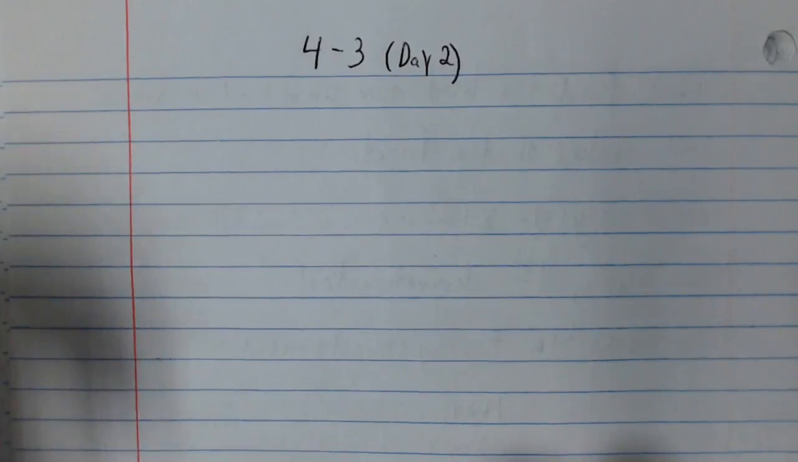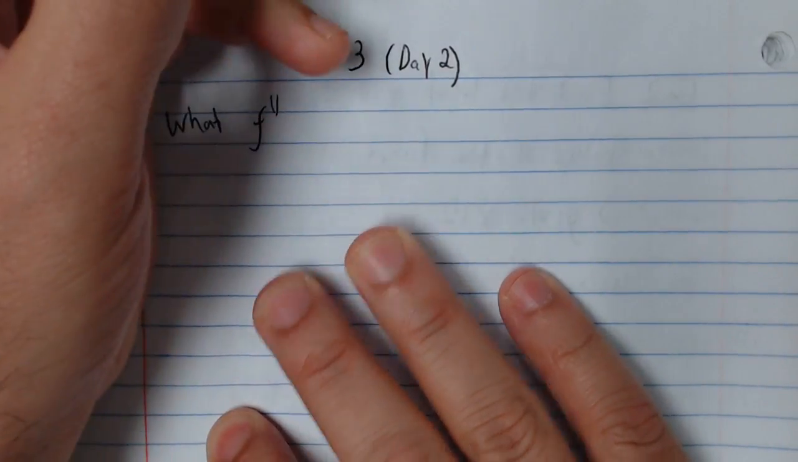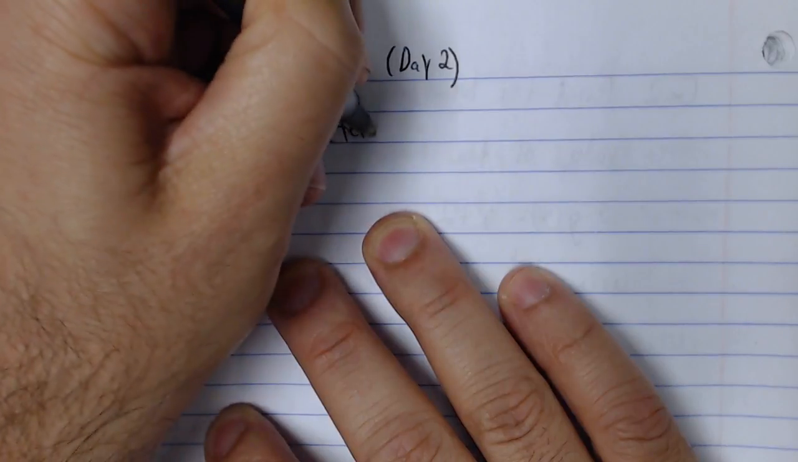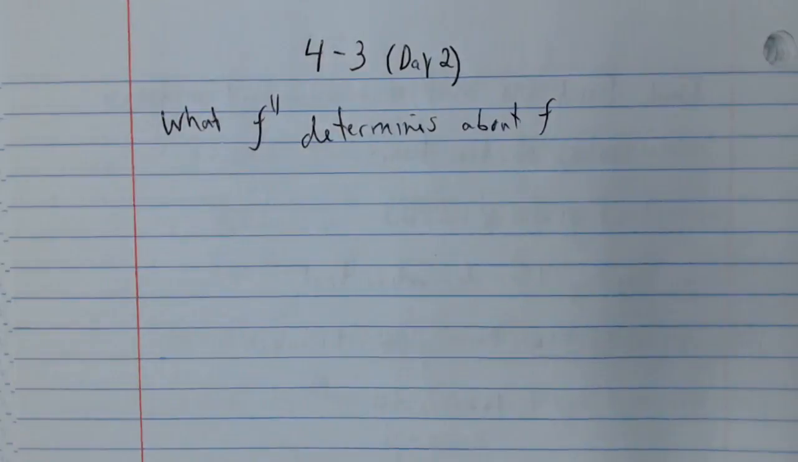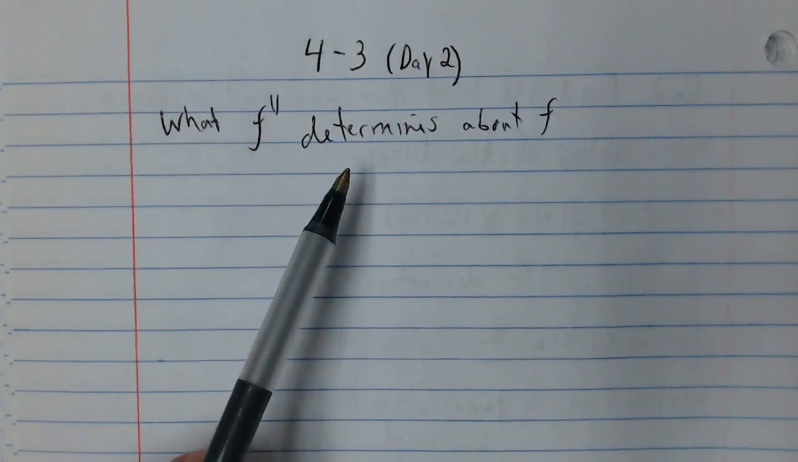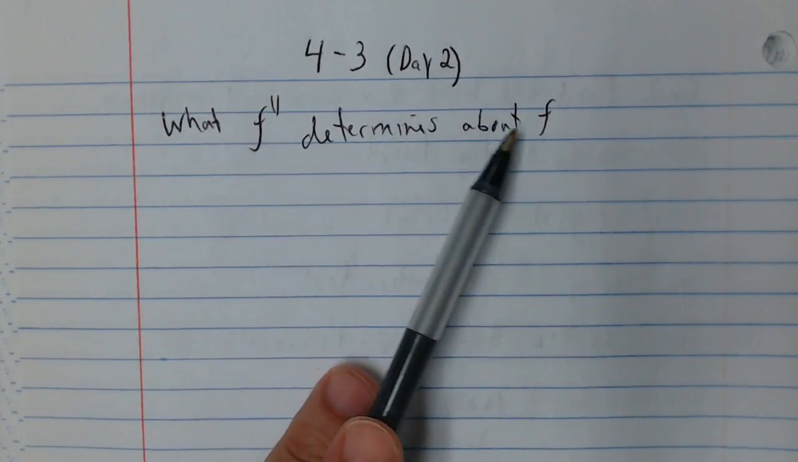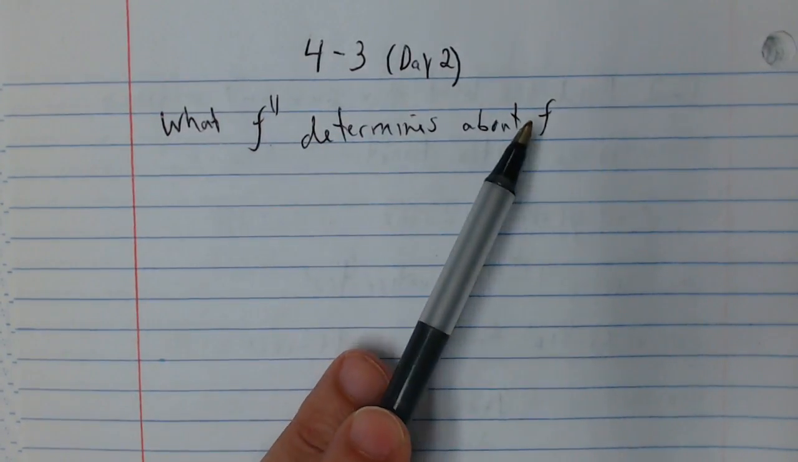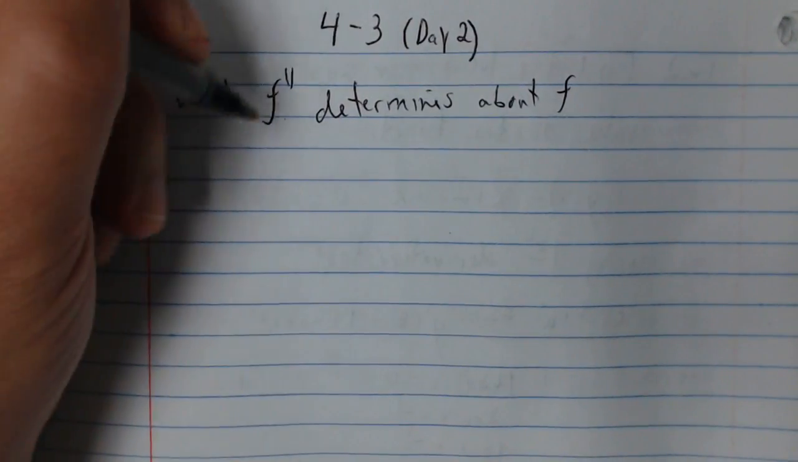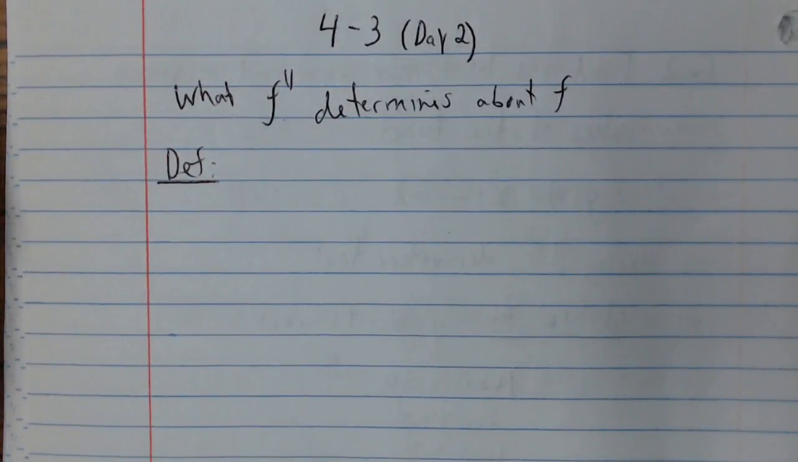Okay, so today our focus is going to be on trying to figure out what f double prime determines about f. Now, once again, remember, just like the notes from yesterday, we use the first derivative to help us find characteristics about the original function. So now what we're going to do is say, okay, what does the second derivative tell me about the original function? Before we do that, let's define what it is that the second derivative helps us figure out, and then we'll know exactly what it is per case.